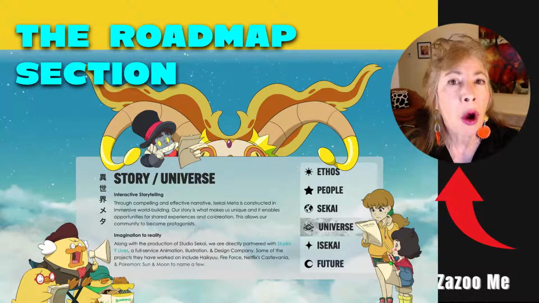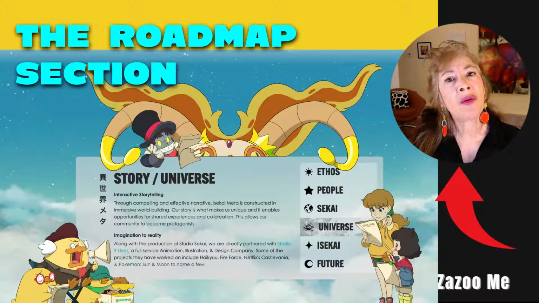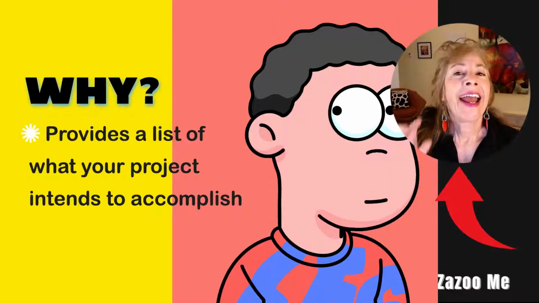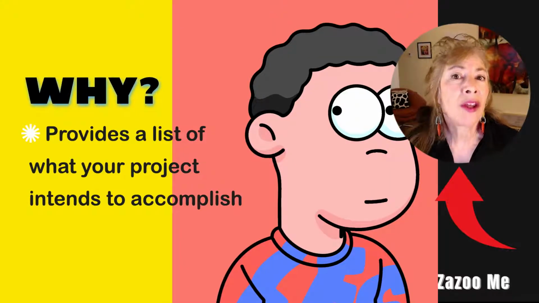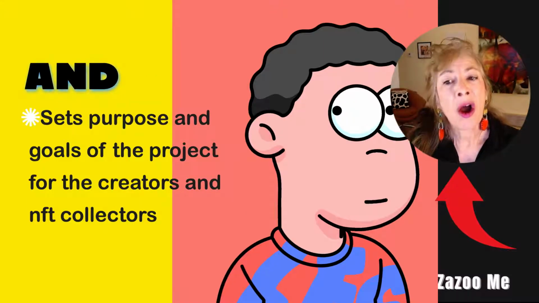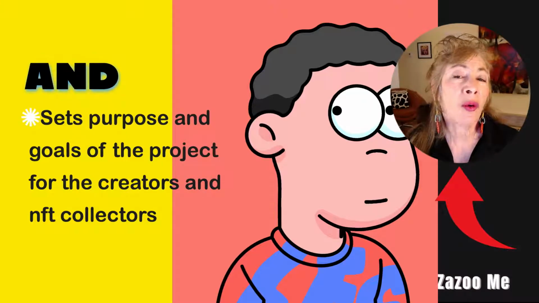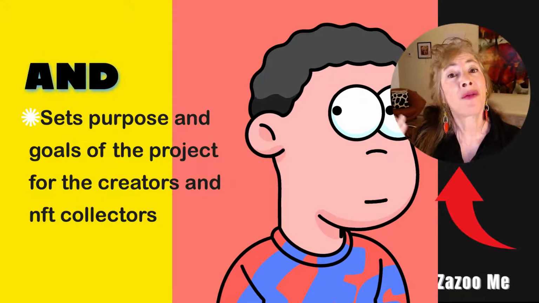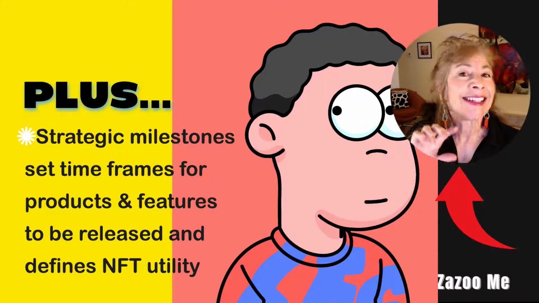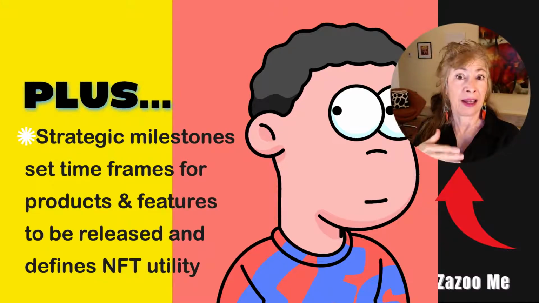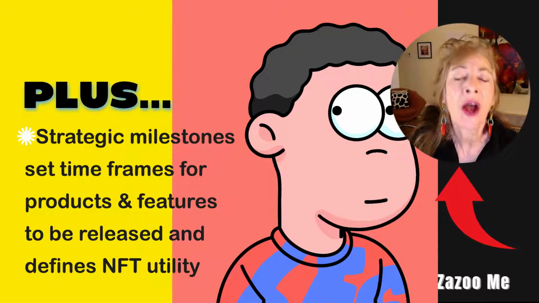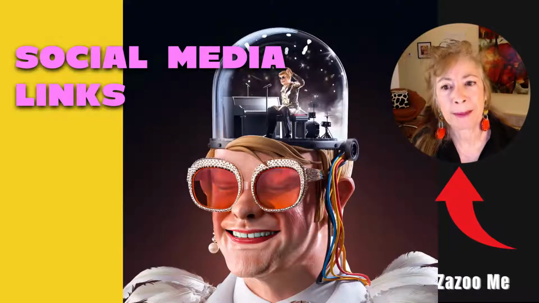Then you want to have a roadmap section, and this is where you lay out everything that's going to be happening in your project. It provides a list of what you plan to do, what your goals are. It also sets the purpose for your project for not only the people who are collecting it, but also for the people who are working on it. It's sort of your milestones, it's your goals. It sets time frames for products, for release of new features, and it defines, if you have utility, what the utility is in your project.